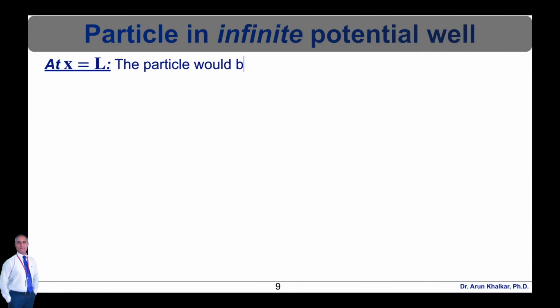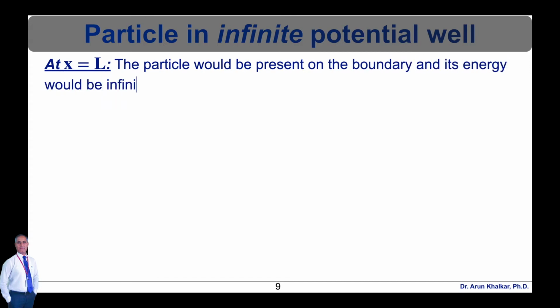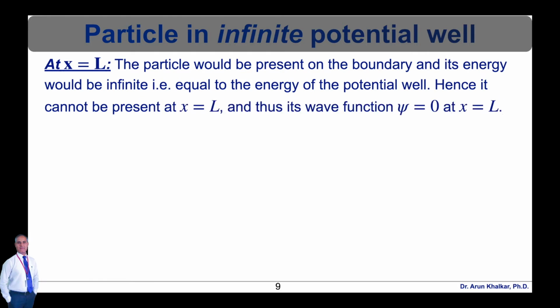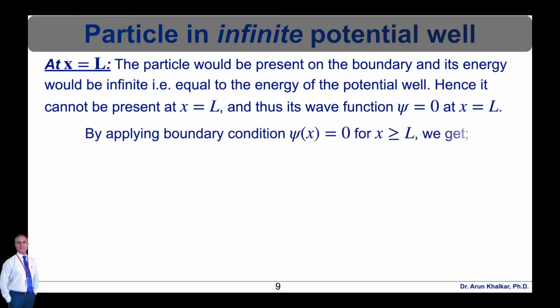Now let's see the second boundary condition, that is at x is equal to capital L, as shown in the figure. The particle would be present on the boundary and its energy would be infinite, that is equal to the energy of the potential wall. Hence it cannot be present at x is equal to capital L, and thus its wave function psi is equal to 0 at x is equal to capital L. Therefore, by applying boundary conditions psi of x is equal to 0 for x greater than or equal to capital L, we get psi of x is equal to 0 at x is equal to capital L.